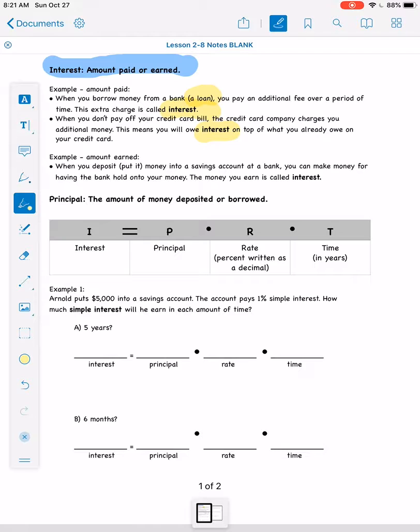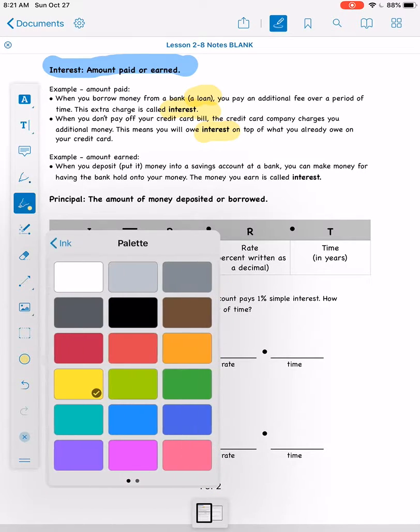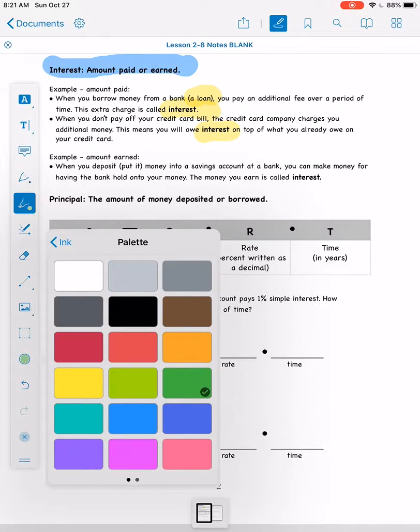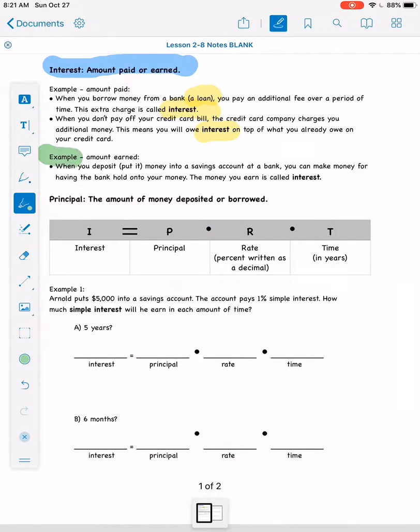The other way that we are going to be calculating interest is the amount that you earn when you deposit money into an account. So this is when we put money into a savings account at a bank, and we earn interest on that money. By letting the bank have it, they give us a little bit of extra money every year.